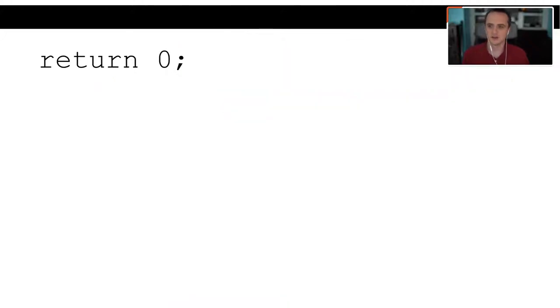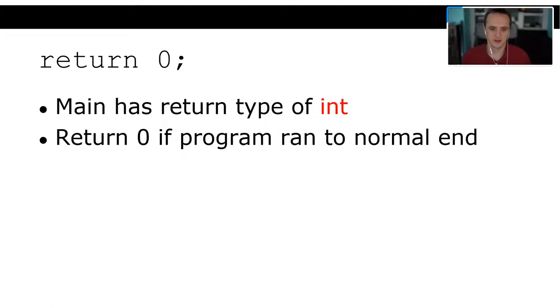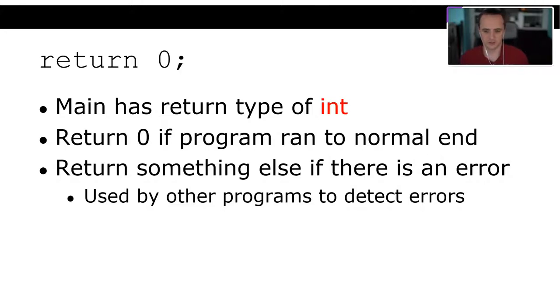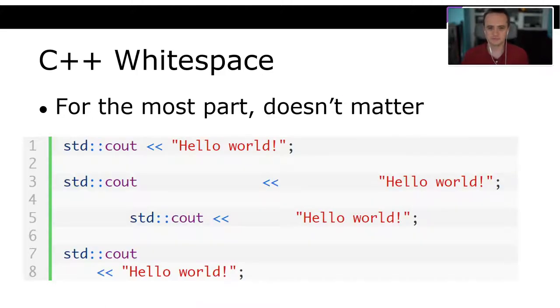All right. So the last part is return zero. Main has a return type of int. You return zero if a program ran to a normal end. You return something else if there's an error. And that's used by other programs, like, for example, the console that runs the program to detect errors. Your program may compile and run without this, but it's highly recommended to use it, okay? So yes, you can compile or run a C++ program without return zero, but just get into the habit of putting return zero there.